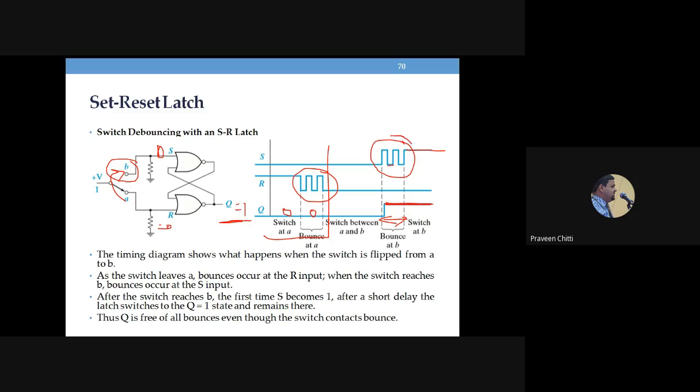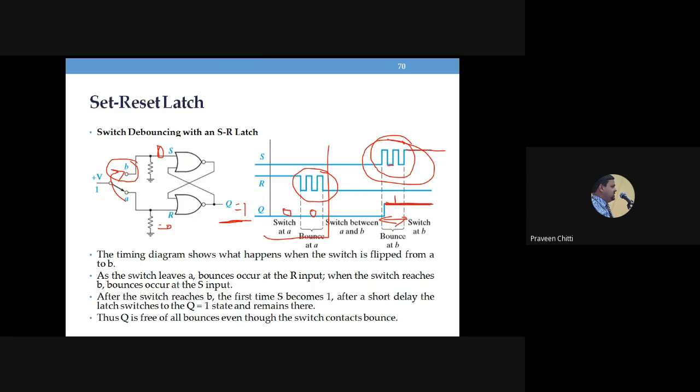Similarly, when this transition occurs, the output will remain 1 because of the set state and the no change state. So the no change state of the SR latch will come into the picture and it will retain the first value, or the previous value, and there will not be any change in the output of the latch. So definitely we can solve the problem of key debouncing or switch debouncing using an SR latch.